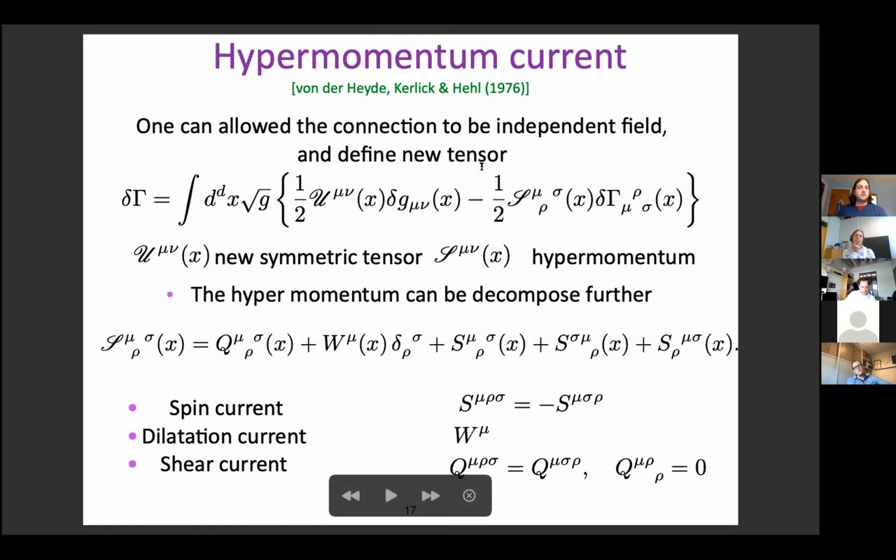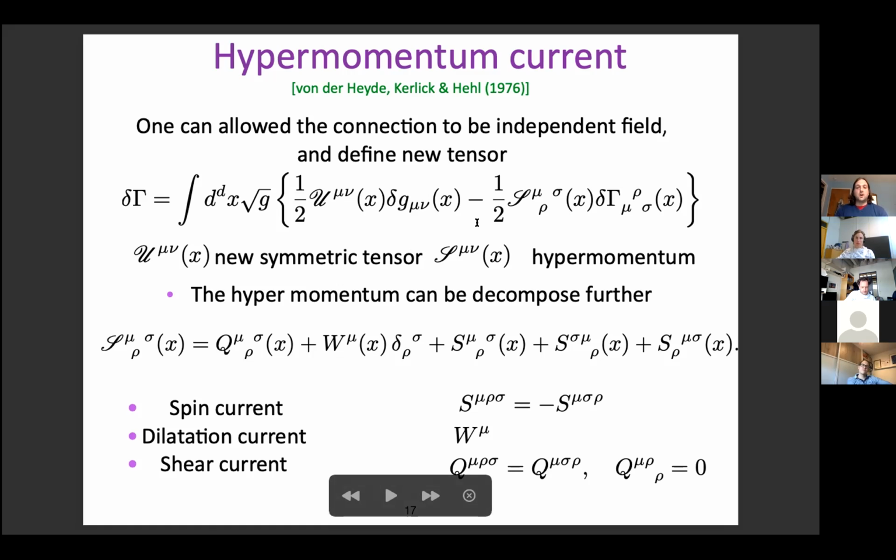And first of all, these two objects are actually tensors. So they transform as a tensor, so a well-defined GR object. And this U is symmetric, and this S is kind of generic.